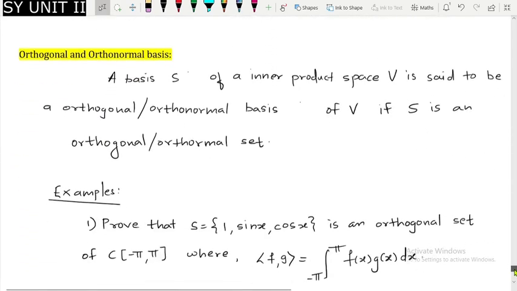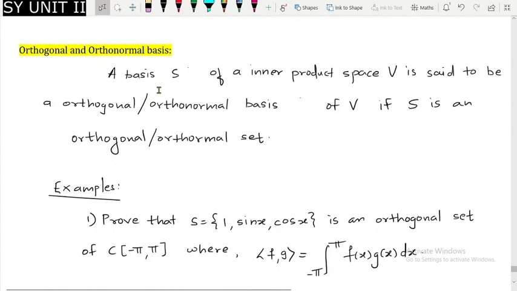Now let us go towards the next definition, that is orthogonal basis and orthonormal basis. So we already know what a basis is. There is not much difference between a basis and an orthogonal basis. Now we have already understood what an orthogonal set is. A basis is nothing but one set. So if S is a basis and that set is orthogonal also, then we will say that that basis is an orthogonal basis.